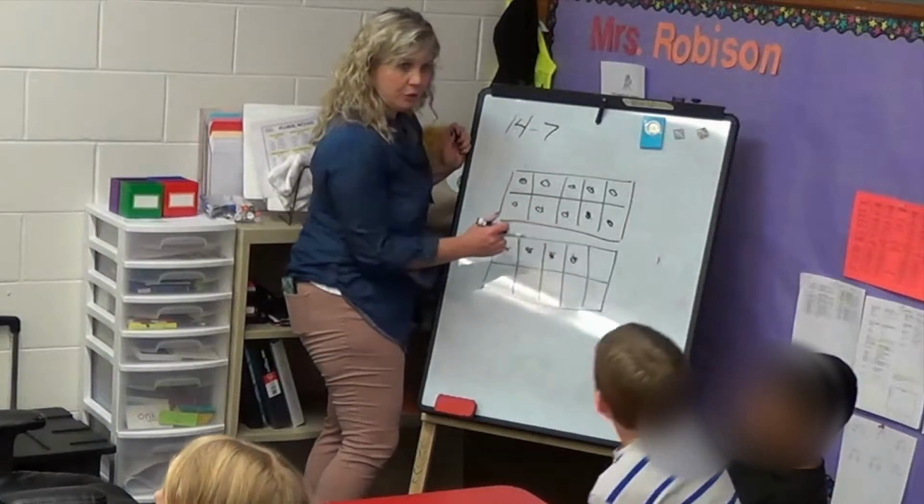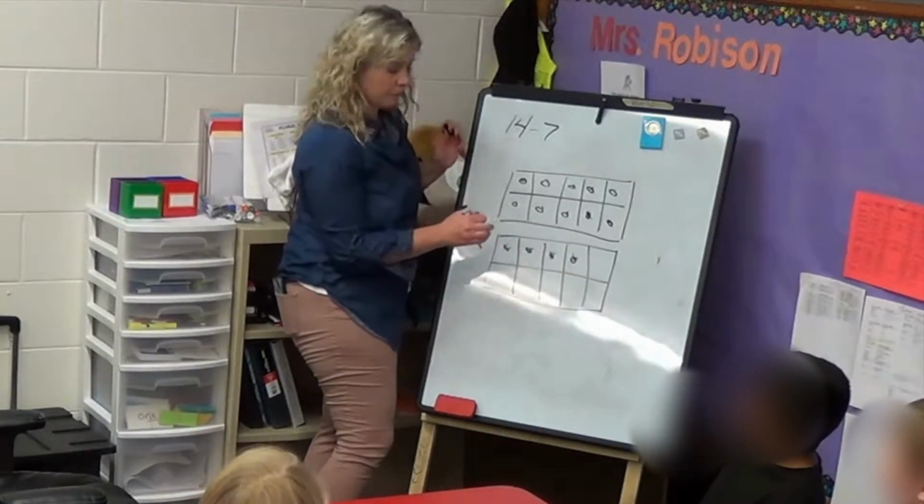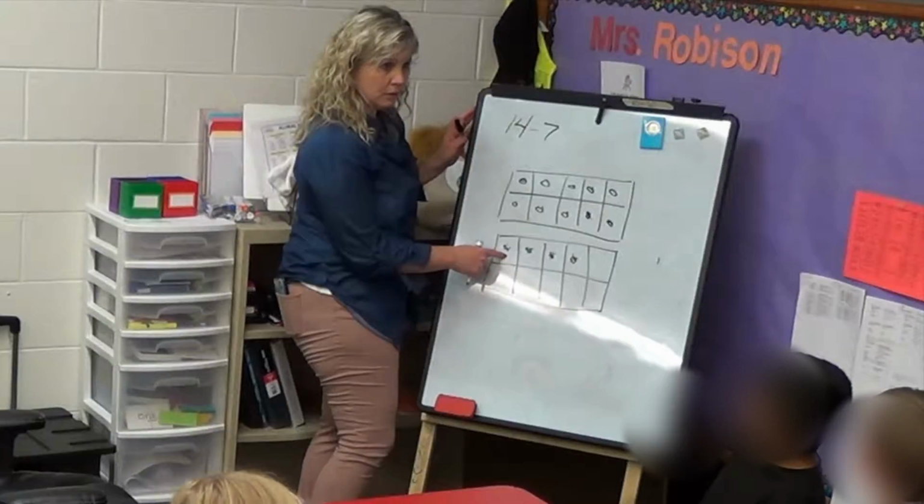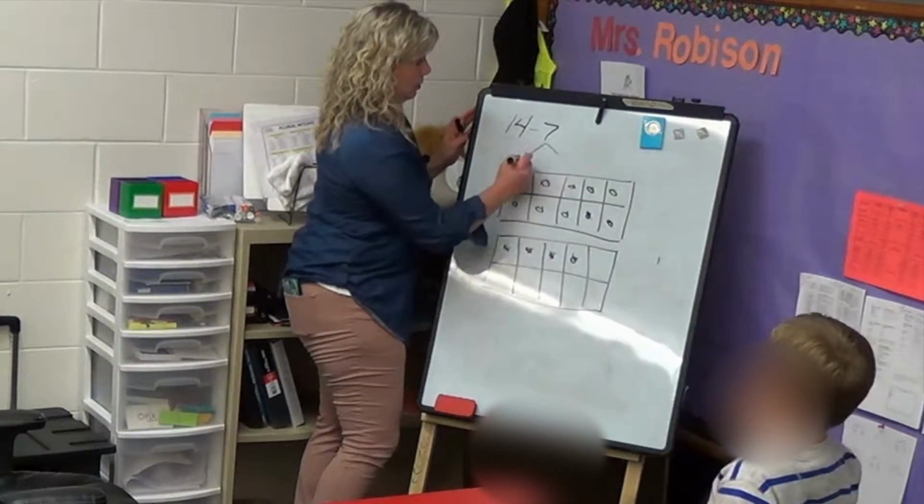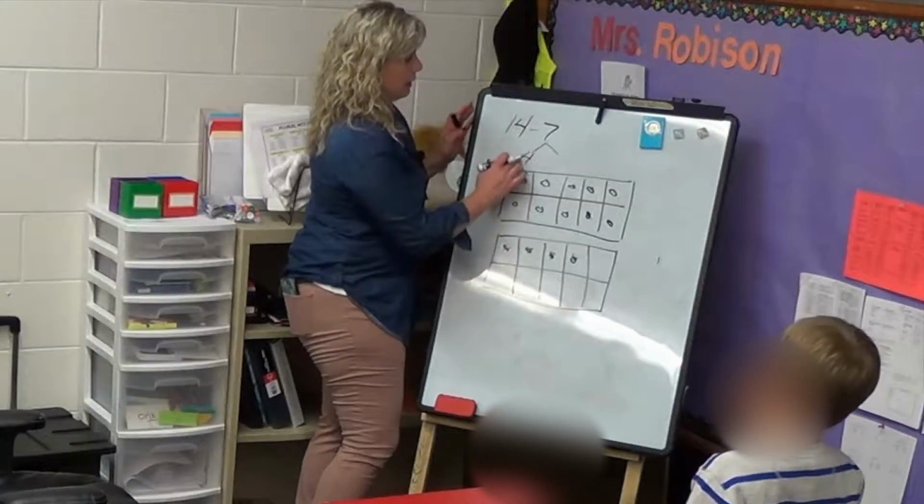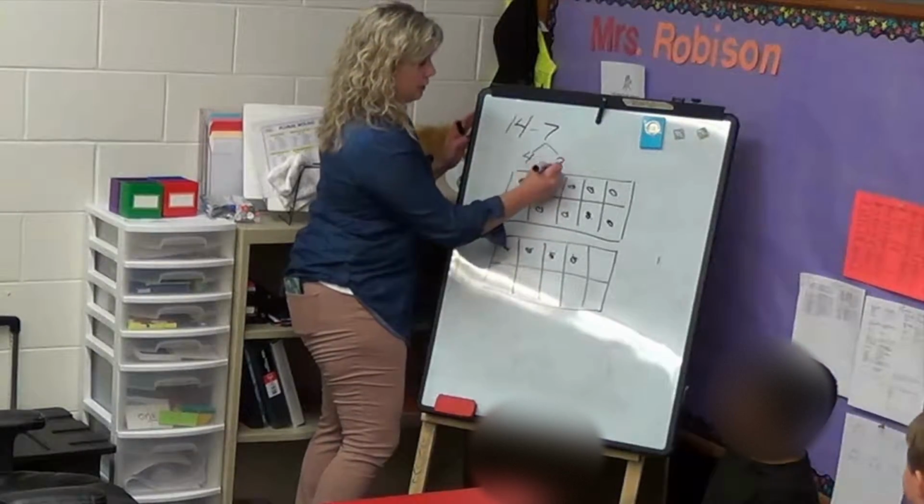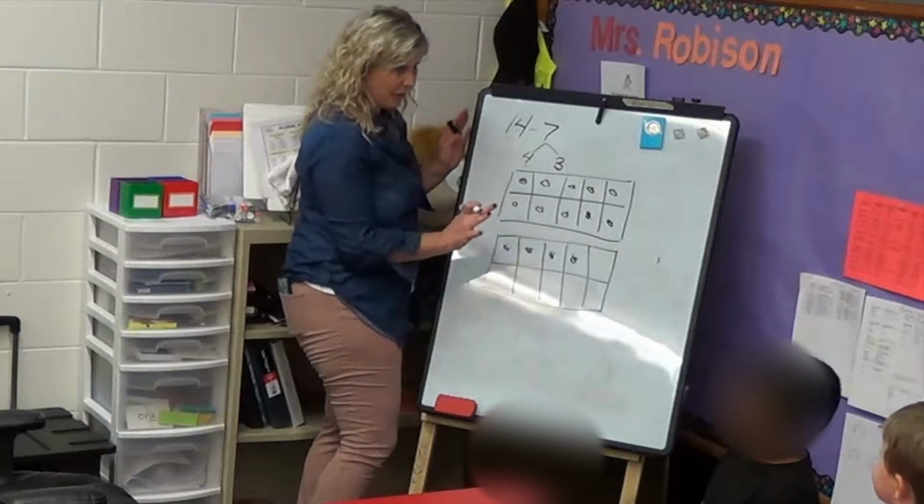And 3, how do you know 3? Because with take away 6, you take away 4 and then 2 more. But with 7, you take away 3. So in the other one I did 4 and 2 more. So this one is 4 and 3. So I'm still taking away 7.